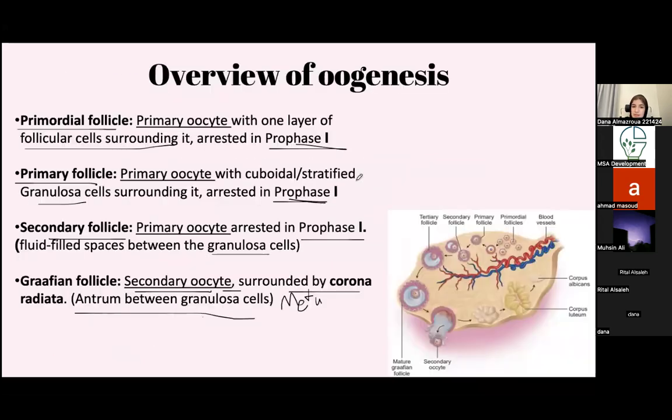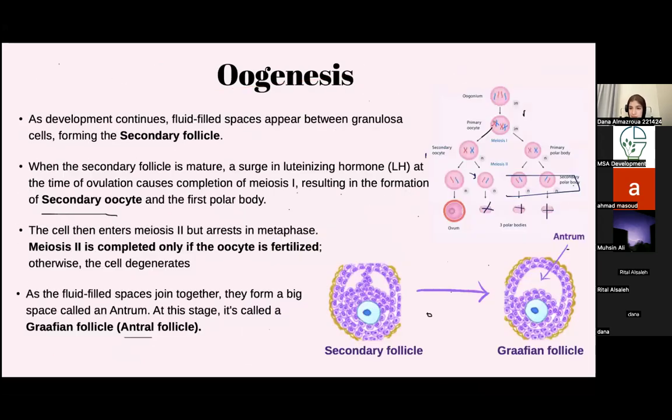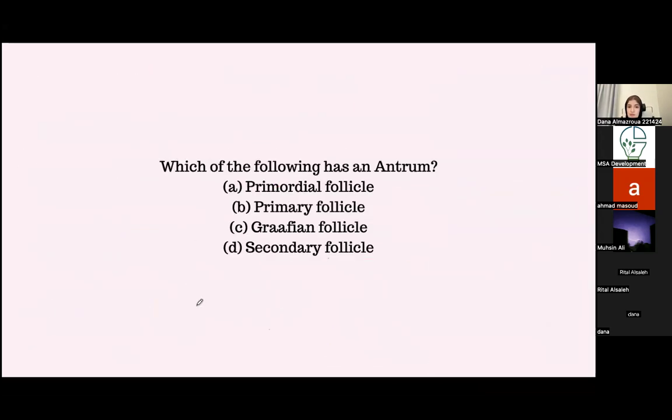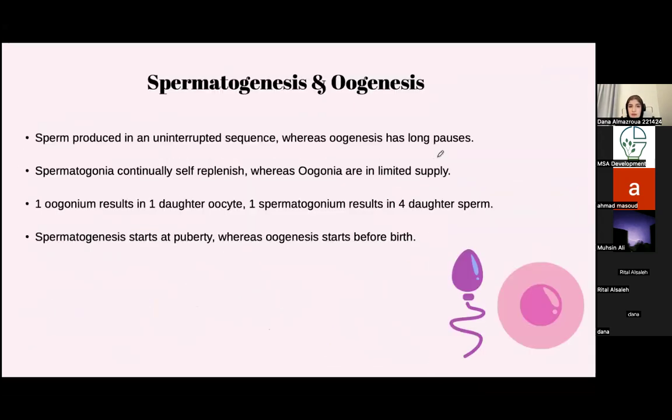Remember, the antrum is this very big space where the fluid-filled spaces begin to join, and it's present in the Graafian follicle, and actually, another name for a Graafian follicle is an antral follicle. So this is where the antrum is present. Okay. So this is just a final comparison. Spermatogenesis produces an uninterrupted sequence, whereas oogenesis has very long pauses. We said there is prophase 1 and metaphase 2.